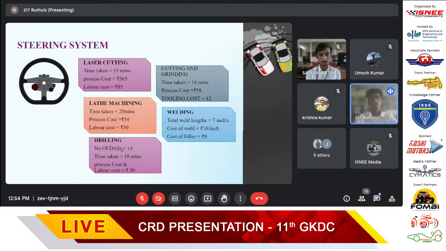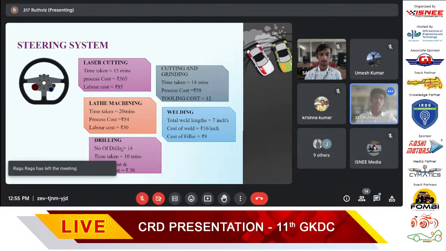Next, coming to drills. The total drills are 14. Time taken is approximately 10 minutes. The process cost and the labor cost will be around just 30 rupees. Next, welding. Here, the welding is also TIG welding. The total weld length is 7 inches. Cost of weld is 16 per inch. The cost of filler is 7 rupees.